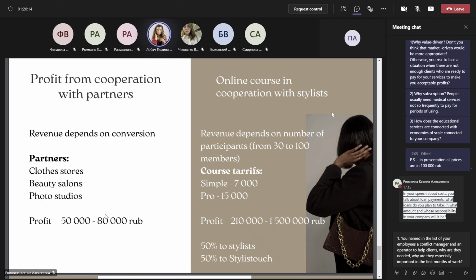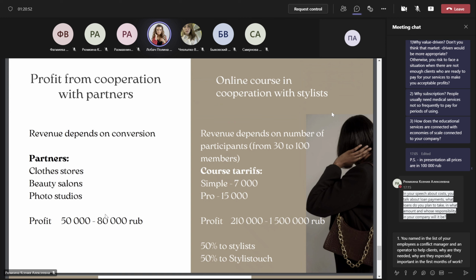Also, as a result of the development and expansion of our application, we will have partners: beauty salons, photo studios, and other manufacturers in the field of fashion. We plan to conclude an agreement with them in order to post advertising information about the services in our application. So if a client goes to the website, makes a purchase or uses a promo code from Stylist Touch, we will receive payment from partners for the conversion.